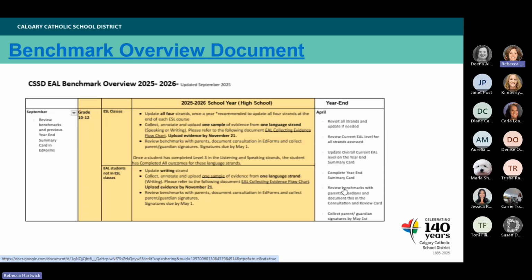The minimum requirement is that one strand is updated inside the year, and generally for our students not in ESL classes, that is the writing strand. And then for our students who are in ESL classes, we update all 4 strands once a year, and it's recommended to update all 4 strands at the end of each ESL course, but again, school-based decision there. And so that's all outlined here in that document.